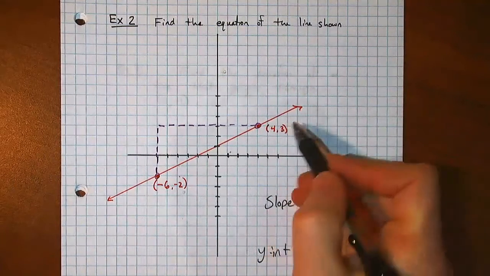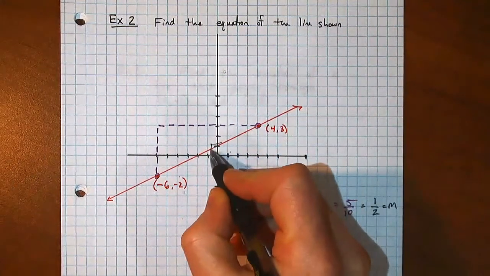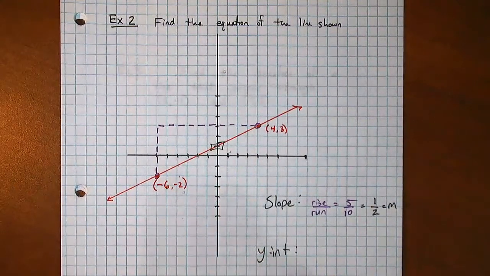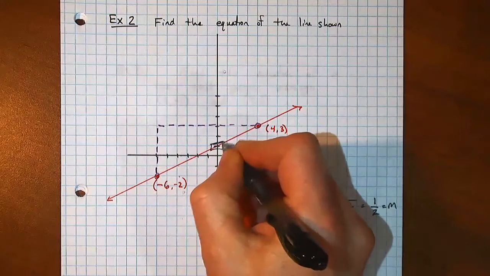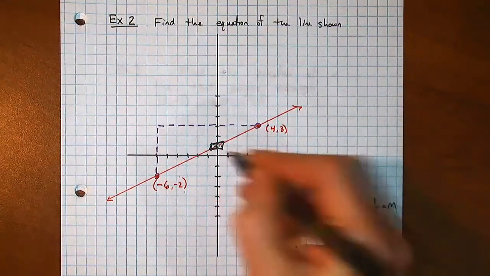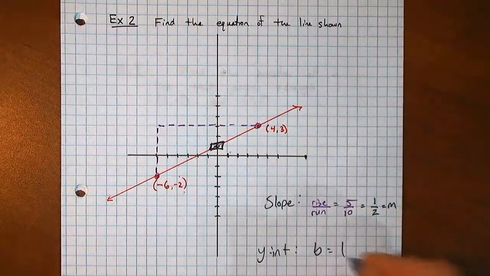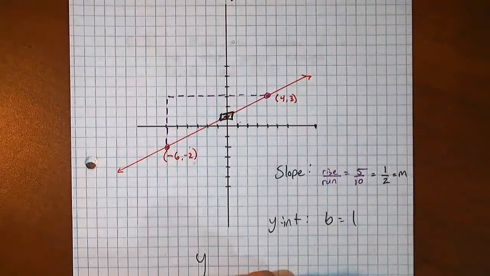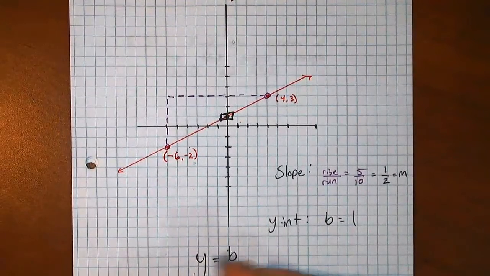For my y-intercept, in this case, I can literally just read my graph. Okay, now it doesn't always work out that nicely. We're going to deal with how you might find it if it doesn't work out that nicely in a second. But in this case, I can just read my graph. My y-intercept is up 1. So b equals 1. So once I know m and once I know b, then I can take this equation.